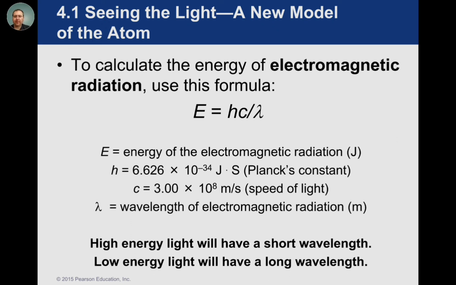So the take-home message here is that high energy is going to have a short wavelength, because then you're dividing by a short value in that calculation. Low energy would be a long wavelength, because then again you're dividing by a large number, getting out a short answer, or in this case energy in the end.